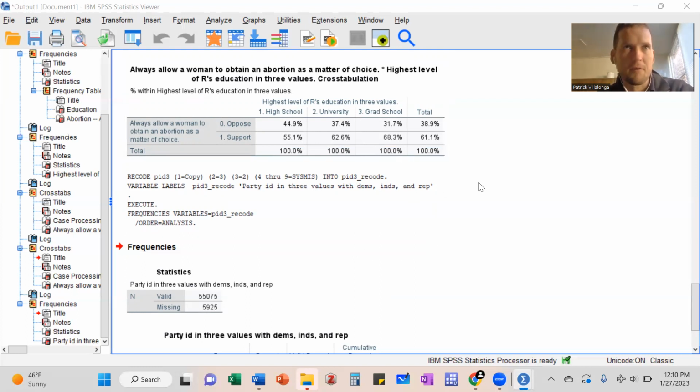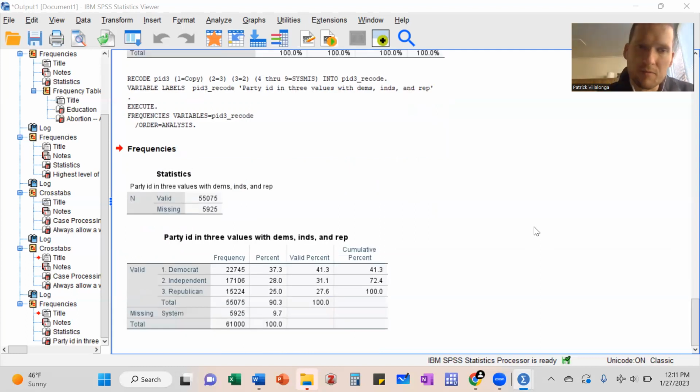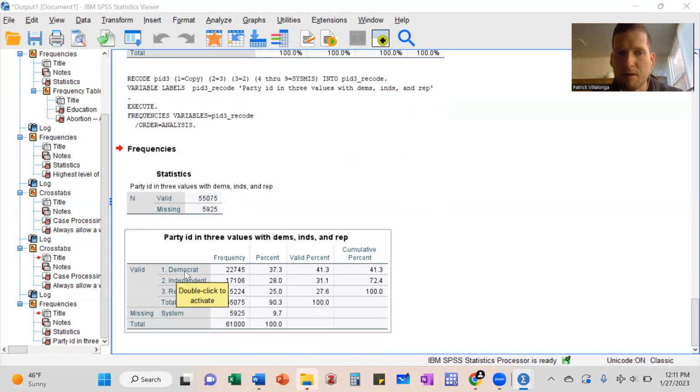Going back to the logic here, we might think that this influence of education on support for abortion rights is actually just a consequence of the relationship between education and being a Democrat or being liberal. So this test will help us untangle that possibility. Down here, what I have is a variable that I recoded. It's looking at how many people are Democrat, Independent, and Republican: 1, 2, 3.